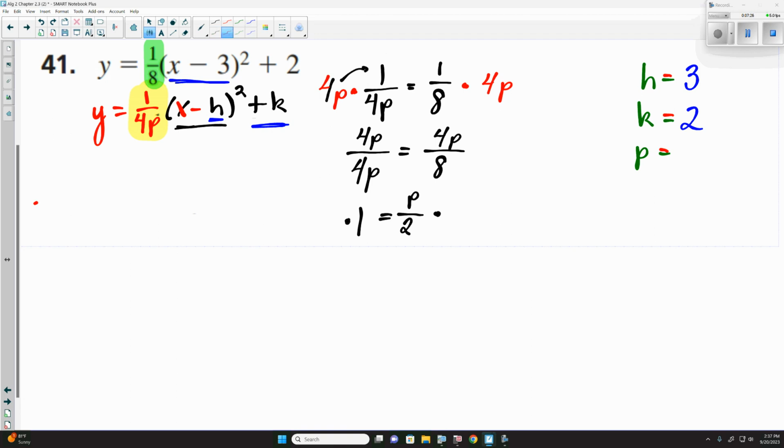Questions on this so far? Then we multiply both sides by 2 to get p by itself. Questions on how we found the values of h, k, and p?